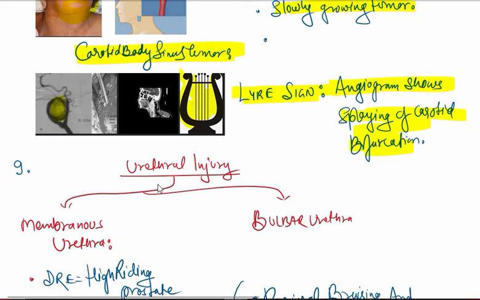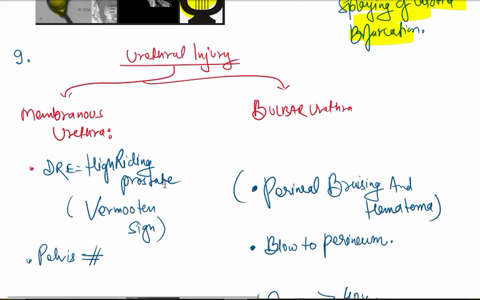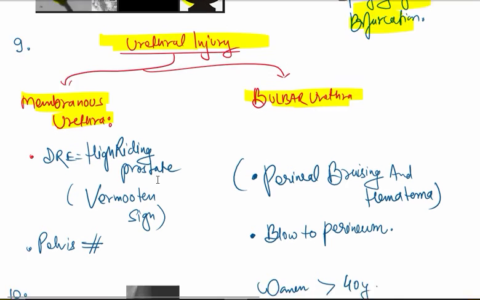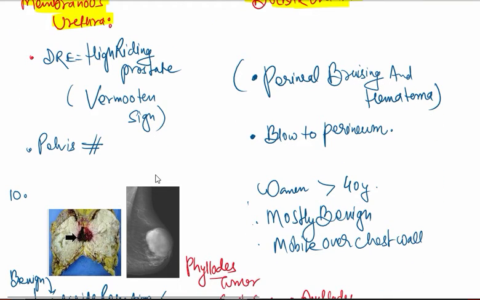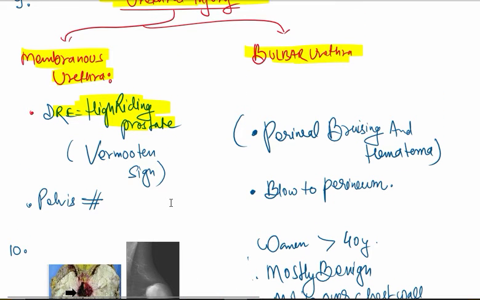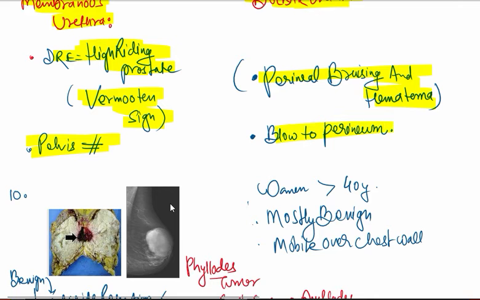Here we also see different types of urethral injury. It can be membranous urethral injury and bulbar urethral injury. So on digital rectal examination, a high riding prostate is noted, and this is known as Vermooten sign. This is in membranous urethra, and pelvic fracture is also noted. But in bulbar urethral injury, there is perineal bruising and hematoma. There is a direct blow to the perineum.